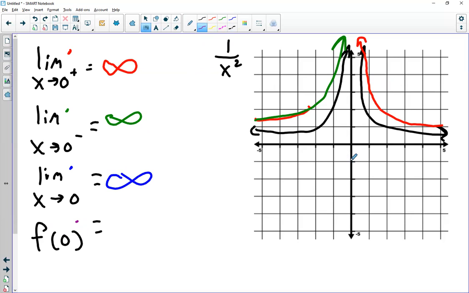Now, f of 0. On the graph, you can't see it. Let's just plug it into the equation. 1 over 0 would be does not exist or undefined. So technically you should write undefined. What if I write undefined where I should write DNE and DNE where I should write undefined? You know what? I'll take a point off for that.